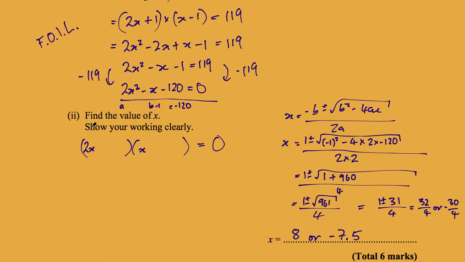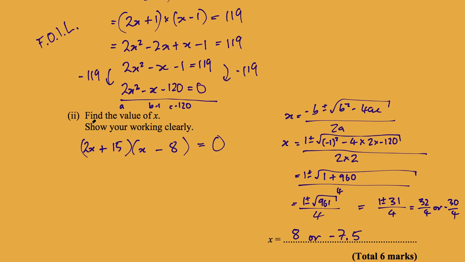Which tells me if I'd done this one, I would have got 2x minus 15 plus 15, 2x plus 15, and x minus 8. Just check that works. I've got the right thing. 2 8s are 16. Minus 16 plus 15 leaves you with minus x, and 8 15s are 120. So if you'd spotted that, well done.